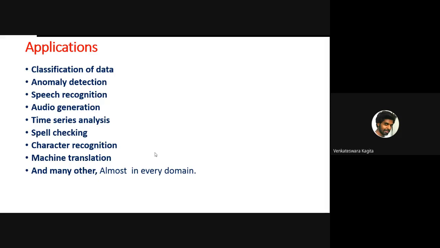Audio generation: you can generate new music from existing music. Time series analysis: using this, you can predict your next word, or you can also do stock price prediction. Spell checking: all of you might be aware of the Grammarly app, right? Spell checking and suggesting an appropriate word. All these things are done using a deep learning framework in the Grammarly app.